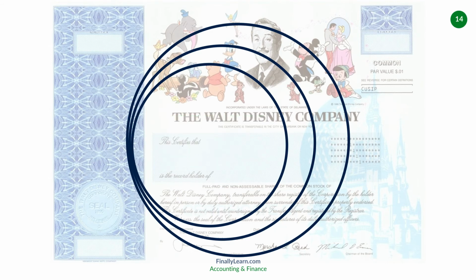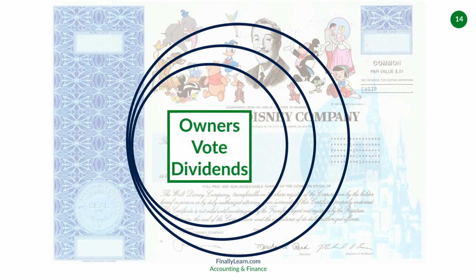7 million. Now the 7 million represents the ownership interest. They're the ones that get to vote. They're the ones that get to receive dividends. So this is the important number, the shares that are outstanding.